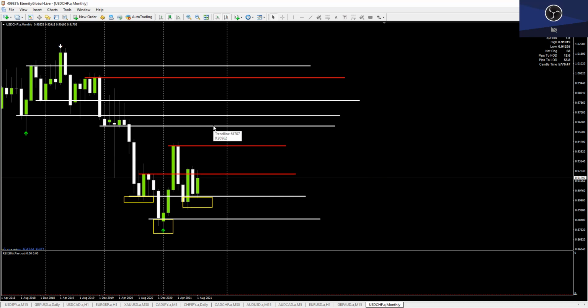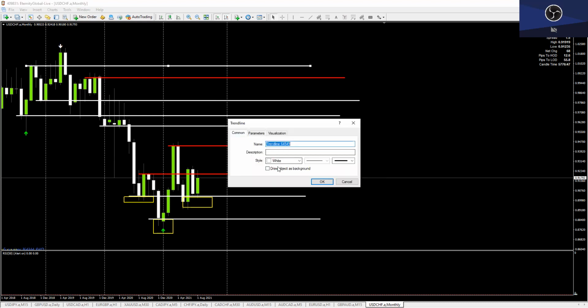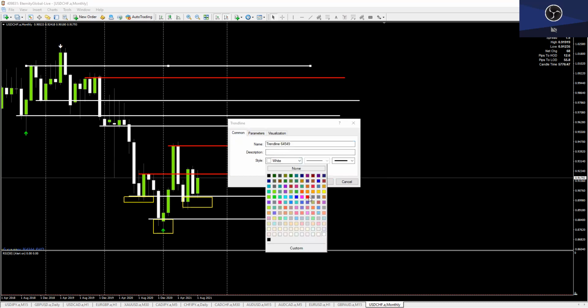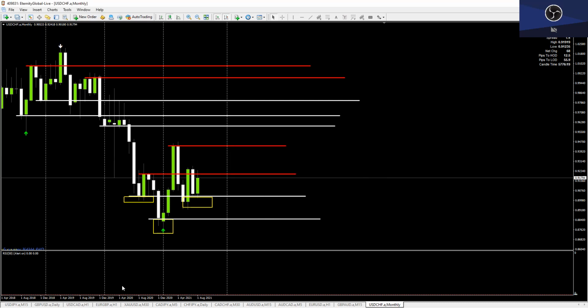All right, now I really hope everybody's happy with that. Okay, so I've identified all my lows here, my resistance. I'm going to color this red. Why didn't you color that one red? There you go, it's red. So we have our resistance and we have our supportive areas.